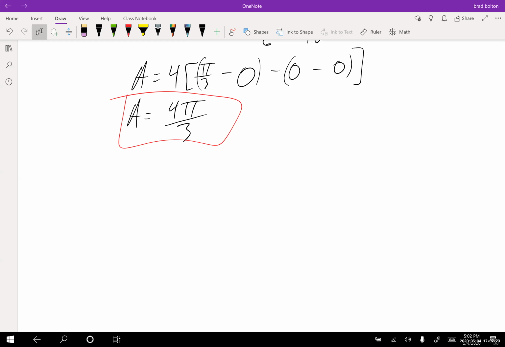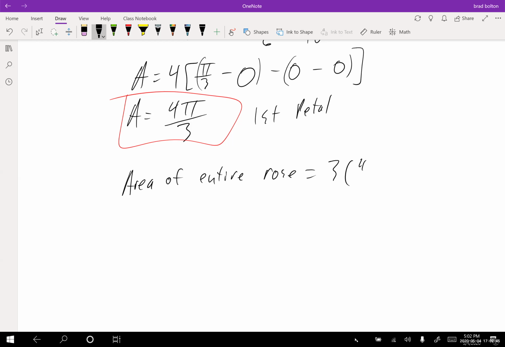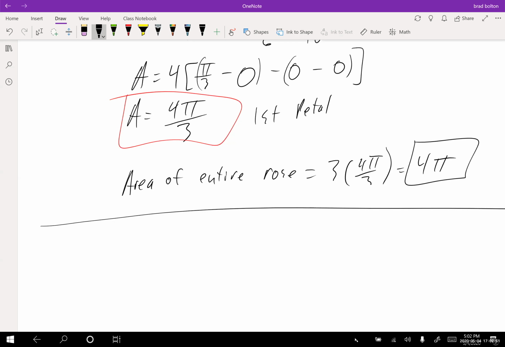Okay. Now they could also ask you, remember this was just for the first petal. They could then ask you, what's the area of the whole shape? Well, then you would just say, well, there's 3 of these petals. So you would just triple this and you would get 4 pi. So area of entire rose equals 3 times 4 pi over 3, which is 4 pi. That would be for the entire rose, okay? So let's look at another problem.